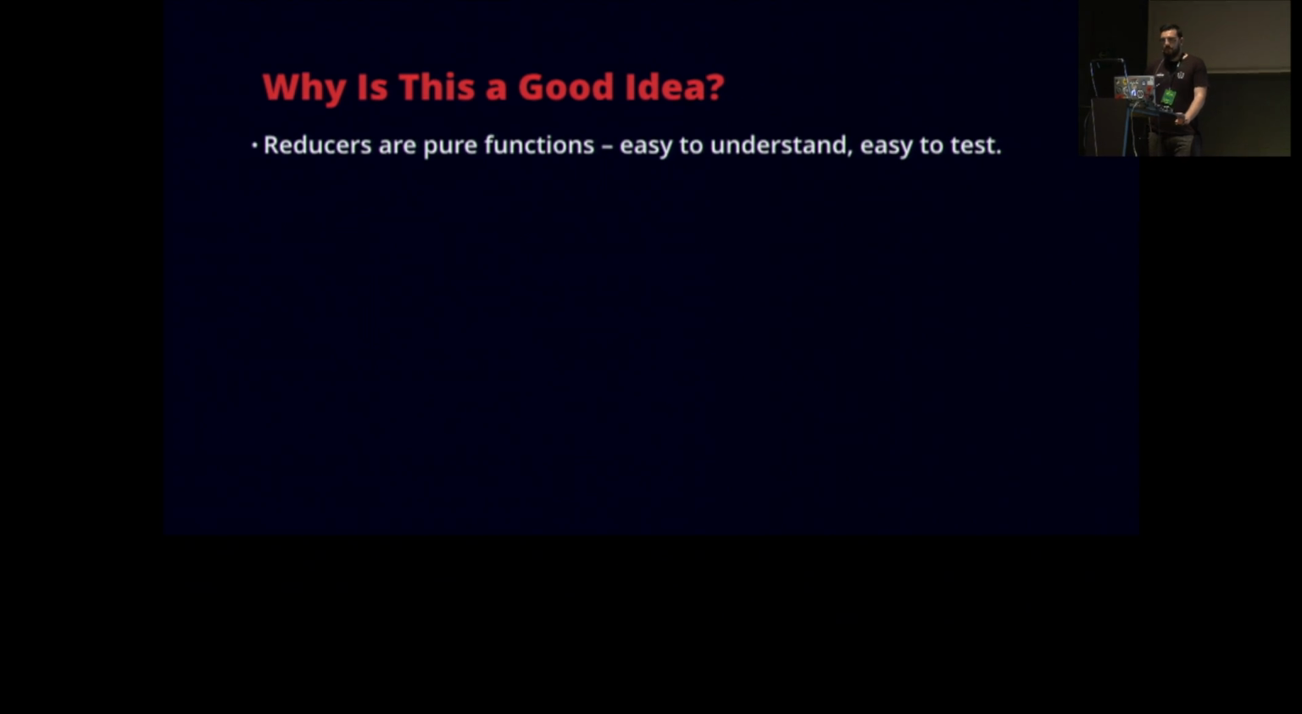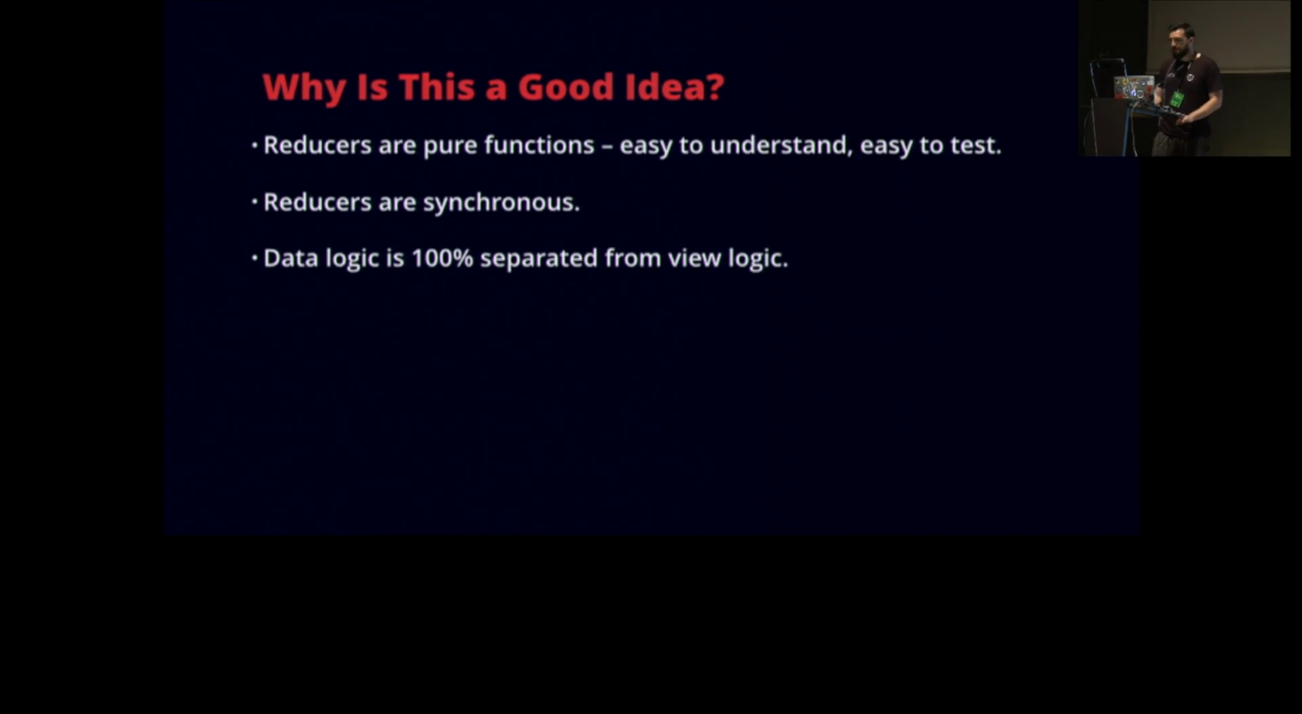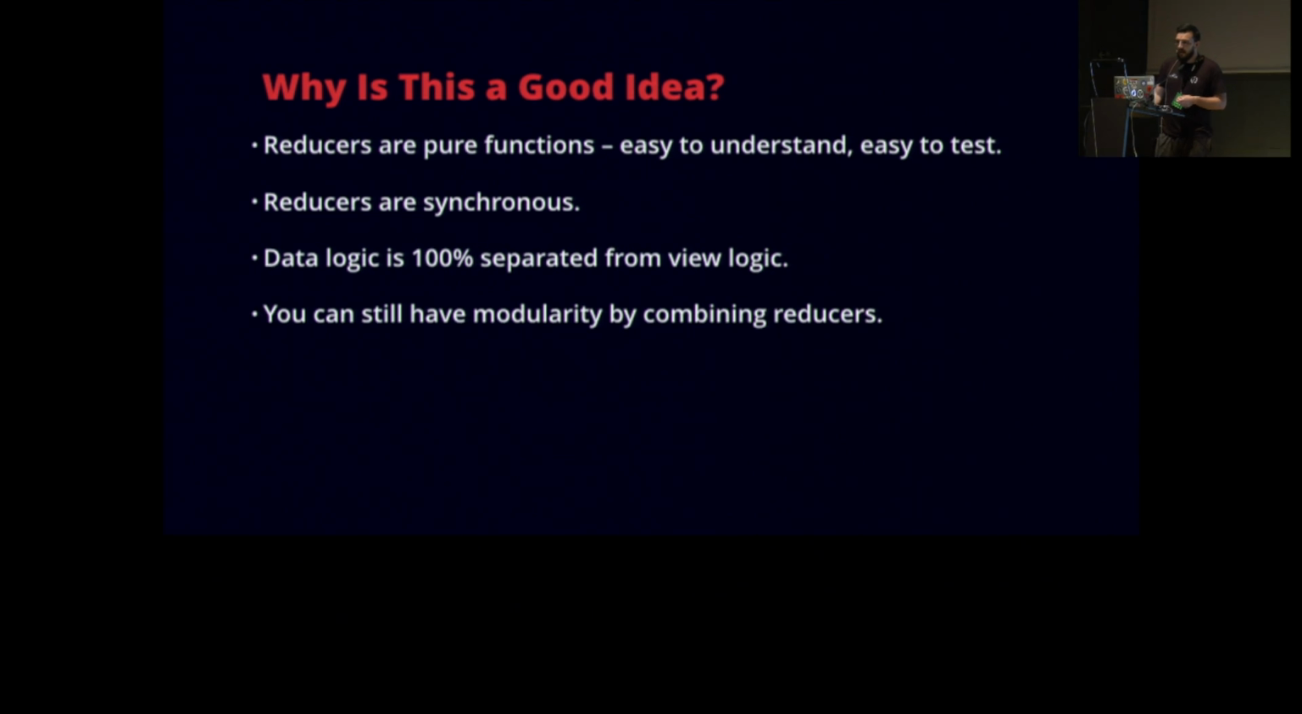So why is this a good idea? As your reducers are pure functions, they're easy to understand and easy to test. They're synchronous, so you don't have to deal with trying to mock promises and asynchronous behavior. This allows you to also separate your data logic from your view logic. Think of your reducers as kind of like the database of your application. And then you can still have modularity by having smaller reducers that are concerned with one area of your application. And this also opens up new opportunities for tools. There's lots of really great dev tools for Redux that hopefully I'll have a chance to show closer to the end.